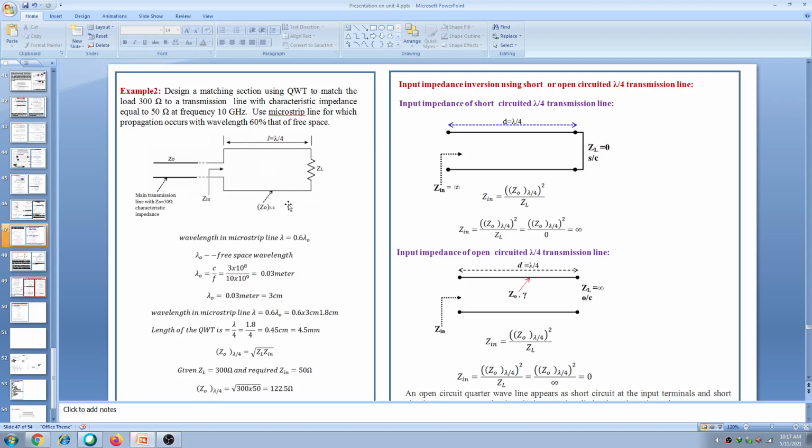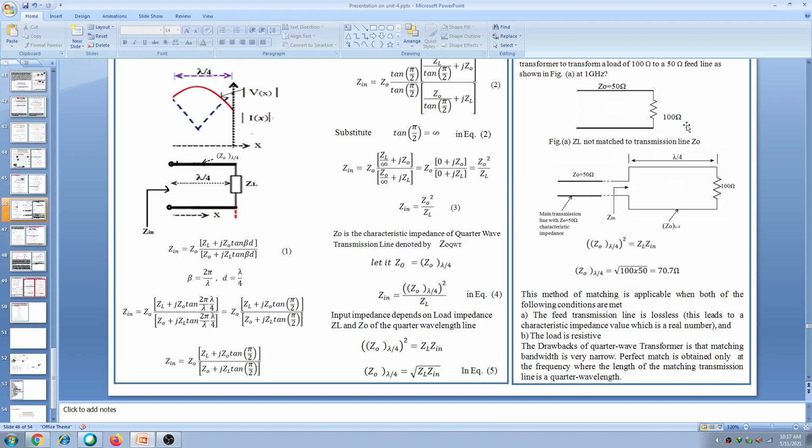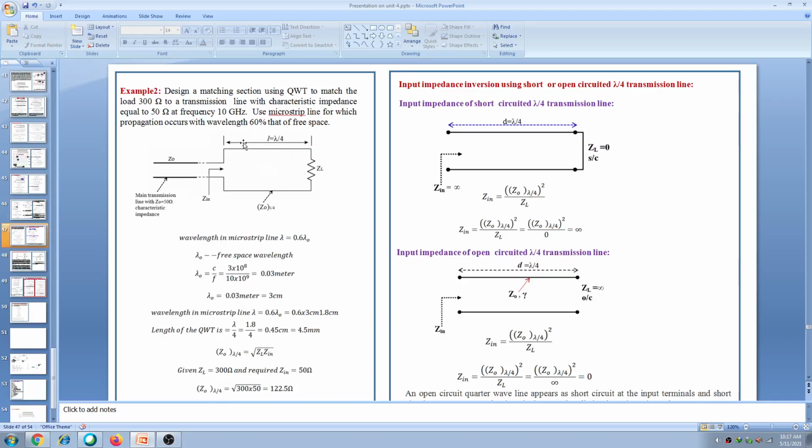So now the problem is here. This is a 300 ohm load at 10 gigahertz. We opened the line here and connected a quarter wave transformer. ZL is 300 ohm given. This is the main line, 50 ohm here. We inserted the quarter wave transformer here. So the length of the line should be lambda by 4.